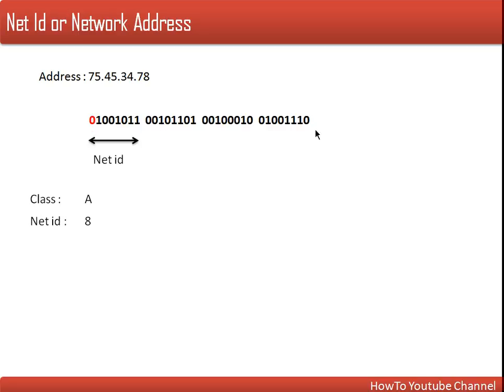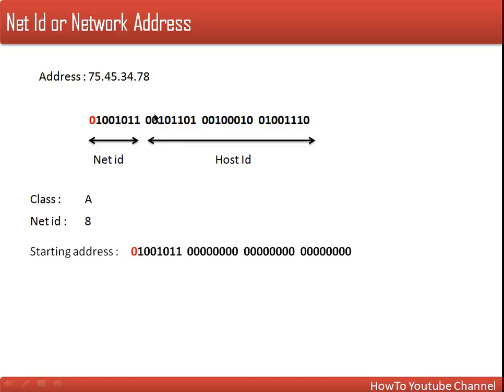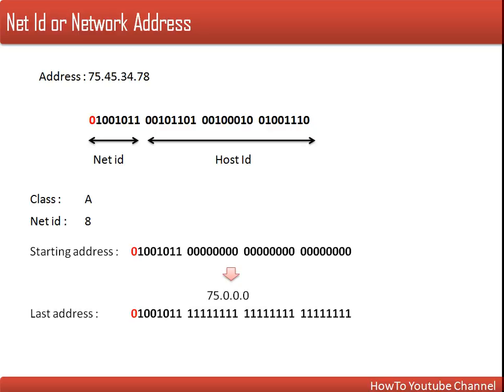And we want to find out the first address. In the previous slide we have seen, if we want to find out the first address, we have to take the network ID as it is and the remaining bits will be filled with 0. That will be the first address, and if we fill the remaining bits with 1, it will be the last address. So we take the network ID as it is and the remaining part we fill with 0s. If we convert this number into decimal, we will get 75.0.0.0. So this is the starting address.